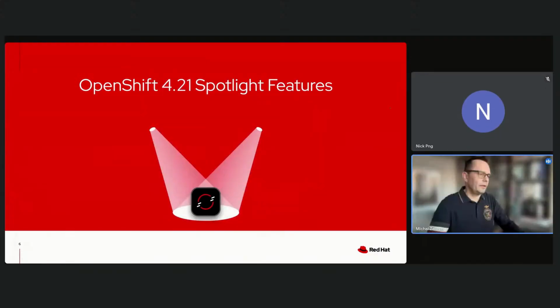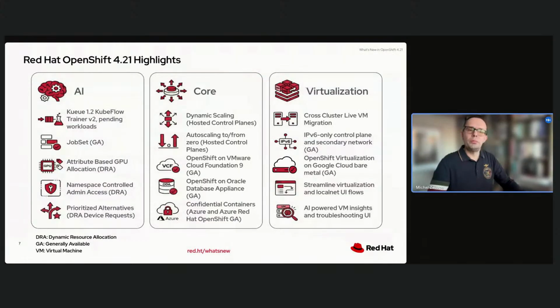Thanks, Nick. Now let's talk about the spotlight features in OpenShift 4.21, the major update that shaped this release. We grouped all the most highlighted features in 3 groups. AI is the first one, where the main focus is on dynamic resource allocation. Also in core, we are introducing 2 important features for hosted control plane: dynamic scaling and auto-scaling to and from 0.